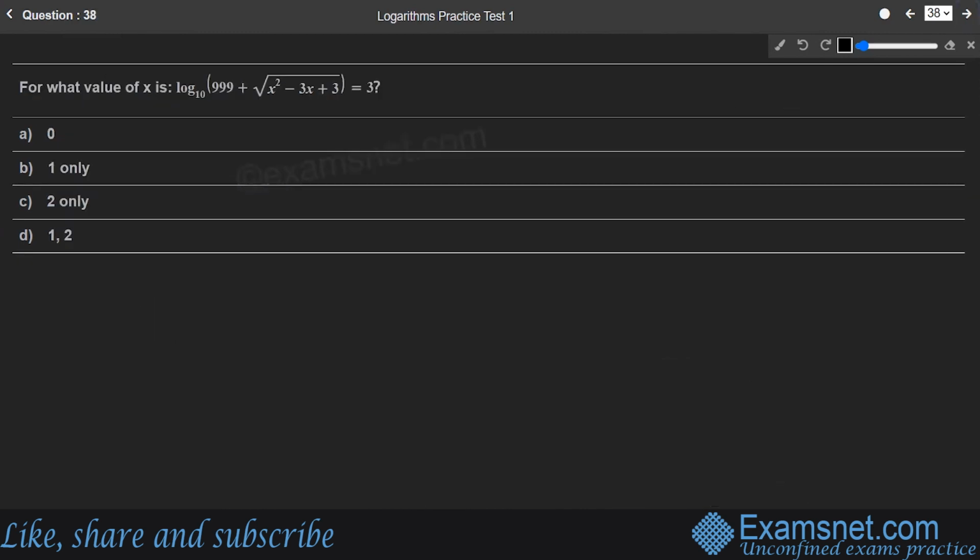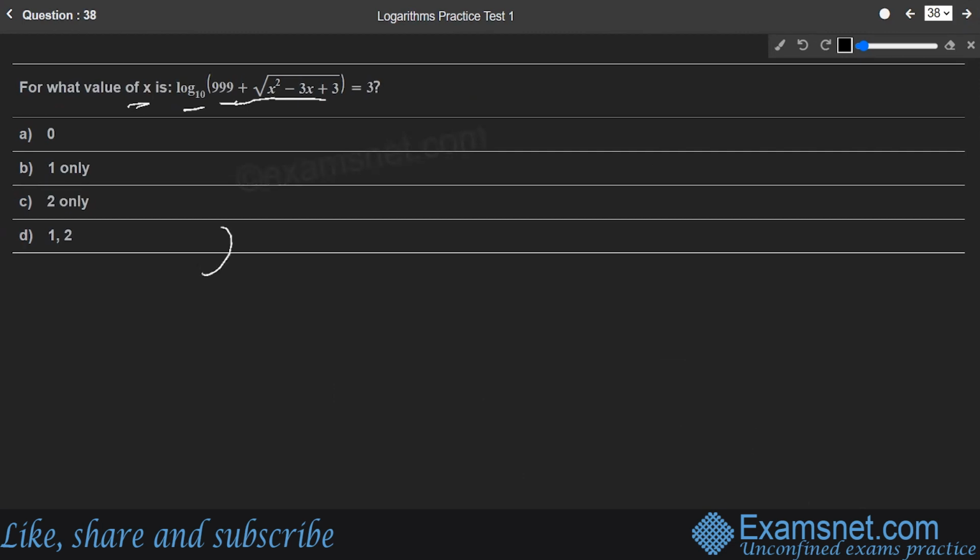Now the next question is: for what value of x is log base 10 of 999 plus the square root of x square minus 3x plus 3 equal to 3? So this is what we are supposed to solve. Clearly there is no direct property that I can use here, so I need to solve it mathematically.